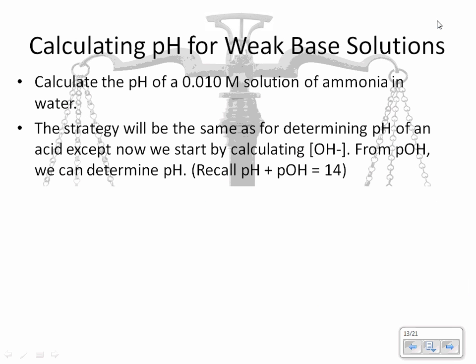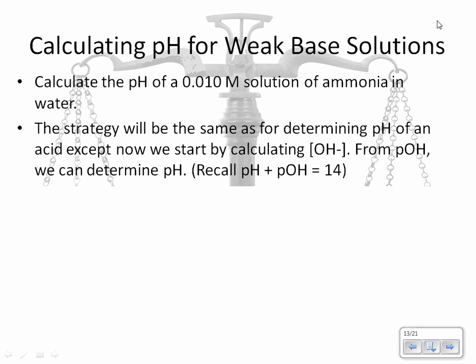Okay, I'm going to do one more example and then I'm going to stop and we'll take up the rest in class. So, calculating pH for weak base solutions. So again, we're looking at the same process as we did last time for weak acids, except again we're starting with bases. So the only thing we have to take into consideration is we have to start by calculating your concentration of your hydroxide ions. Then we can use that to calculate your pH.